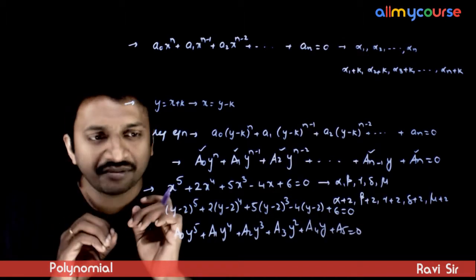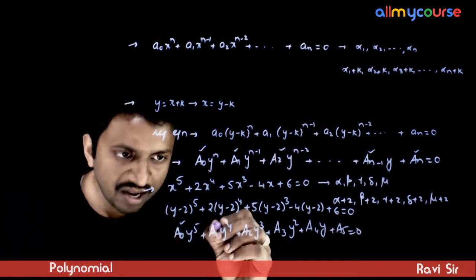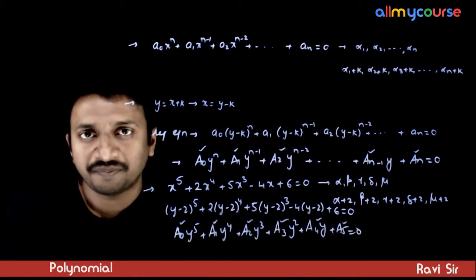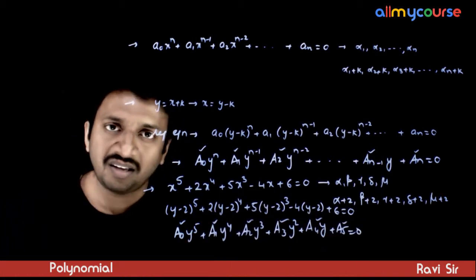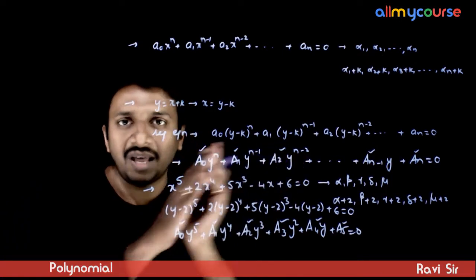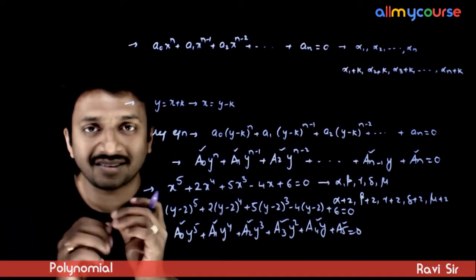So if you can have a shortcut to derive these numbers, that would be very useful. So now let us see how we can easily derive these numbers using Horner's synthetic division.